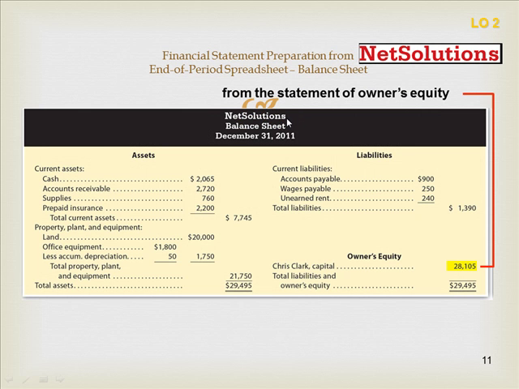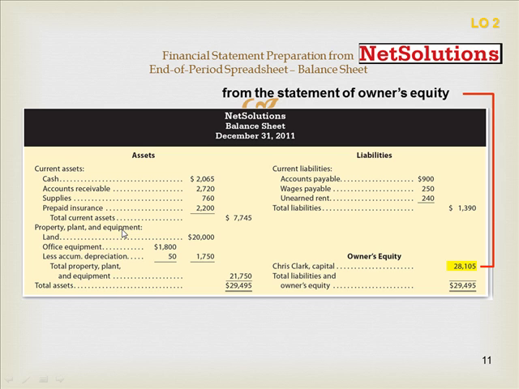So for Net Solutions, balance sheet, December 31st, 2011, we'll list our assets, liabilities, and owner's equity. So we have our current assets: cash, accounts receivable, supplies, prepaid insurance. These are listed in order of liquidity, cash being your most liquid asset, accounts receivable being a cash equivalent, supplies we could sell off pretty quickly, prepaid insurance is the prepayment of an insurance policy, and if you cancel it, this money comes back to you. Total current assets is $7,745.